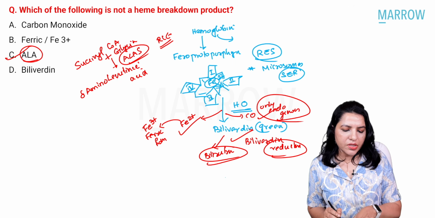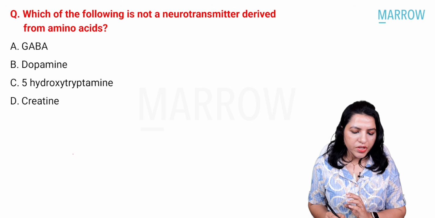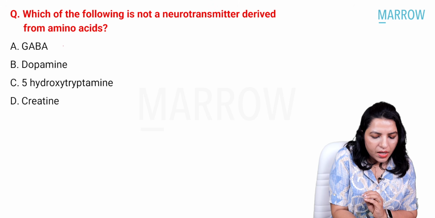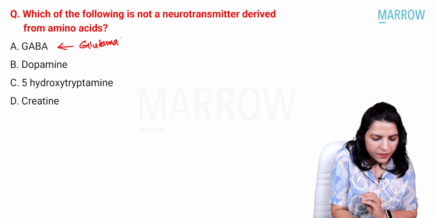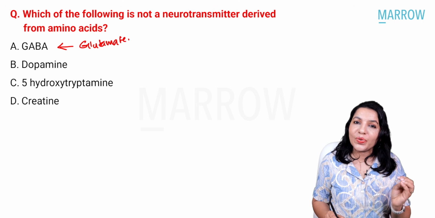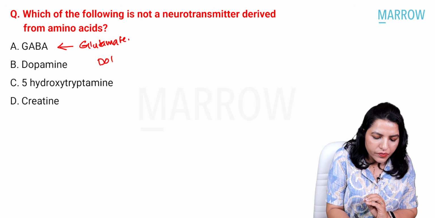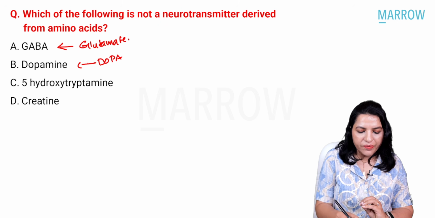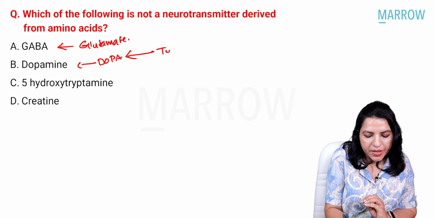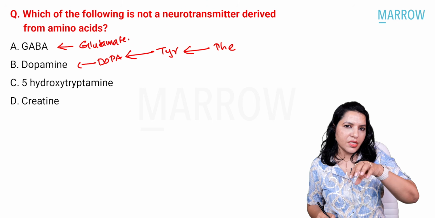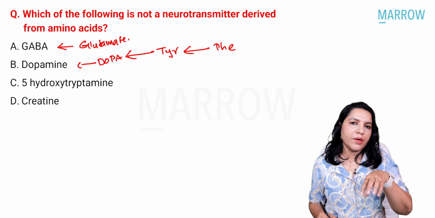It is a very simple question. Which of the following is not a neurotransmitter derived from amino acid? So, what about GABA? GABA is derived from glutamate. Glutamate on decarboxylation produces GABA. Okay. Then dopamine. Dopamine is produced from DOPA. DOPA on decarboxylation produces dopamine. Where is this DOPA produced from? It is from tyrosine, and tyrosine is from phenylalanine, which means these are all derived from amino acid.